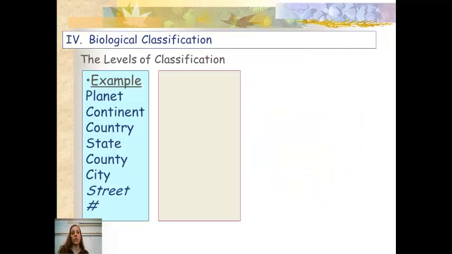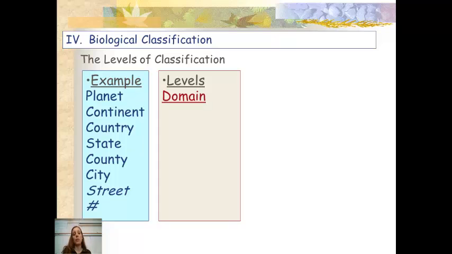All right. Biological classification. So some examples of how this works. So remember the classification system, it starts very broad and it becomes more and more narrow. So for instance, we all live on planet Earth. We all live on the North American continent. We all live in the United States. We all live in California. Most of us probably live in Marin County, and then your city, your street, and finally your house number. So starting very broad and becoming more and more specific.